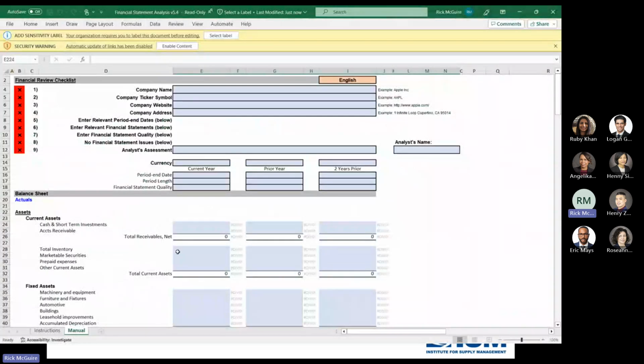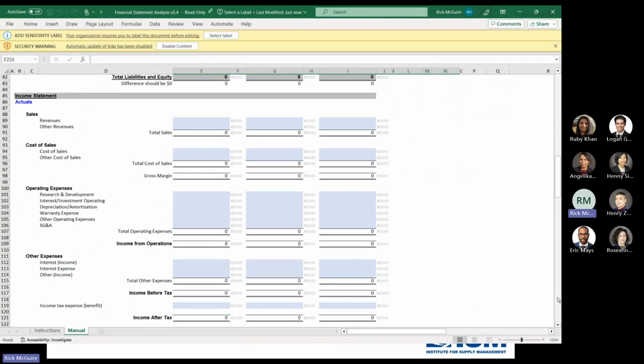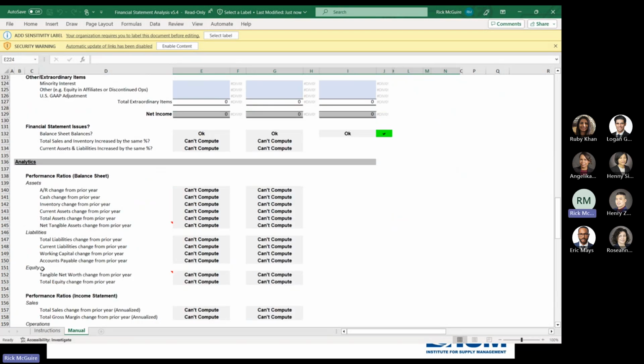So this is what it looks like. It'll give you all your financial ratios and what they're doing. Yeah, they're all down here. So there you go.